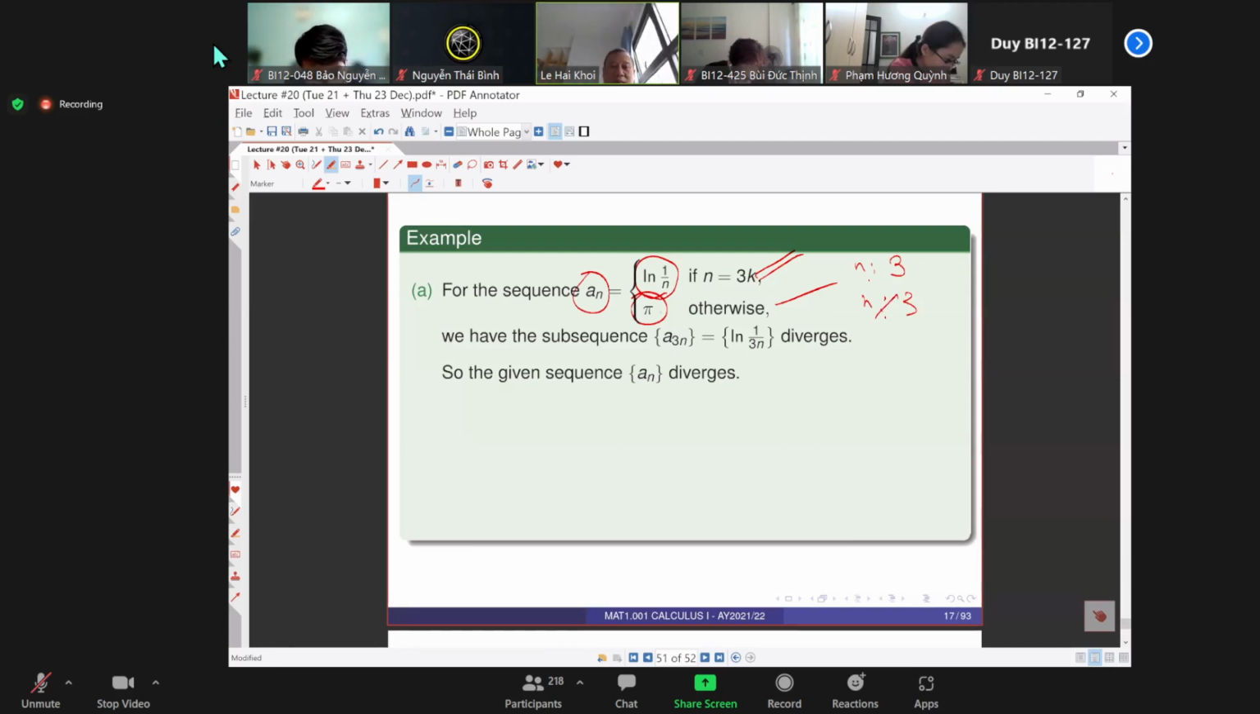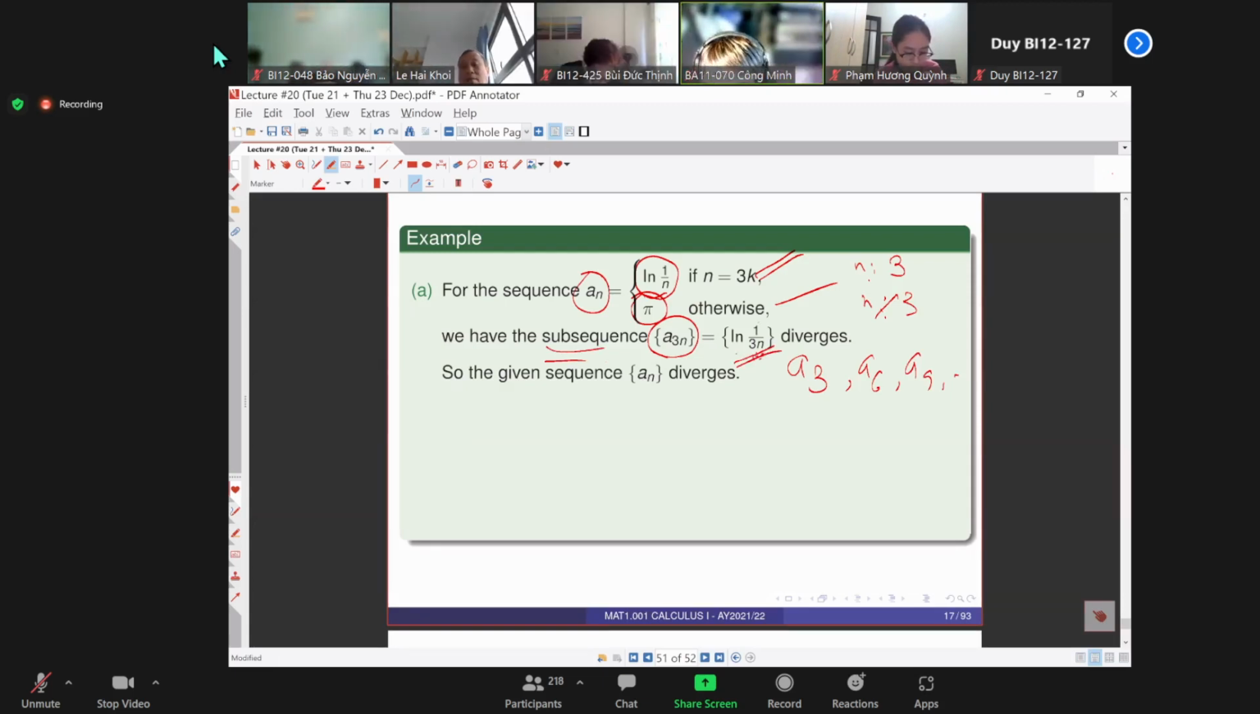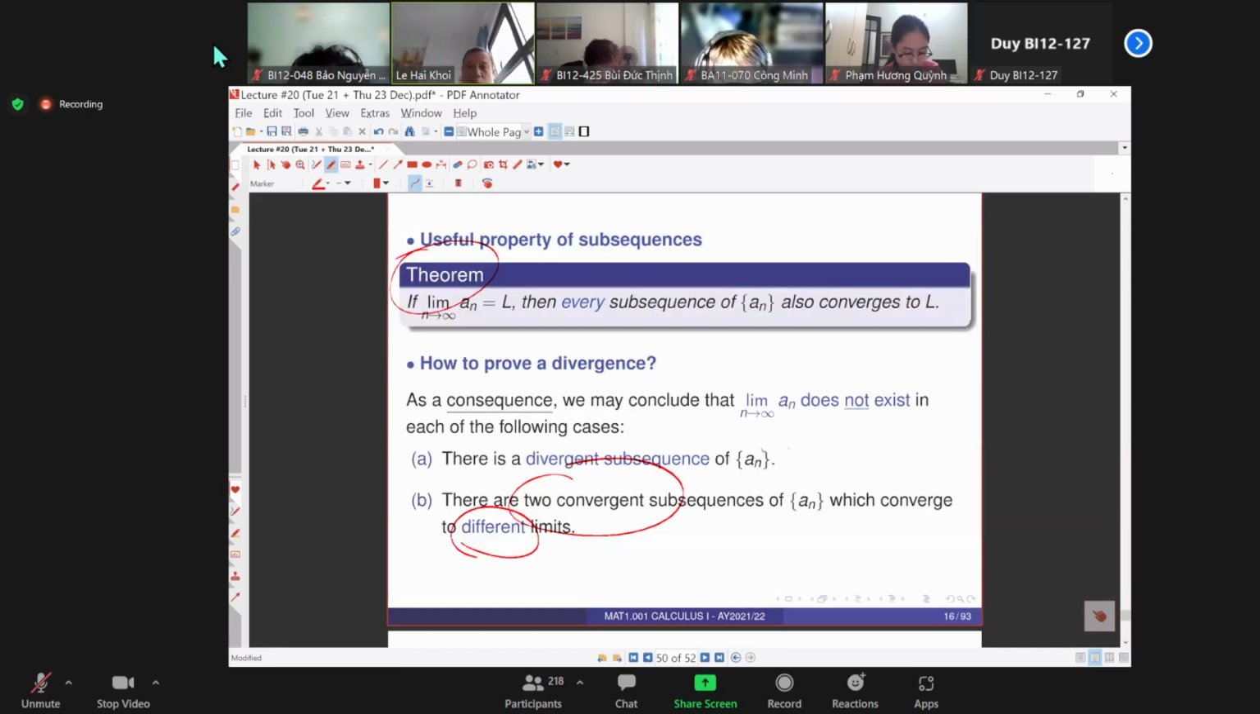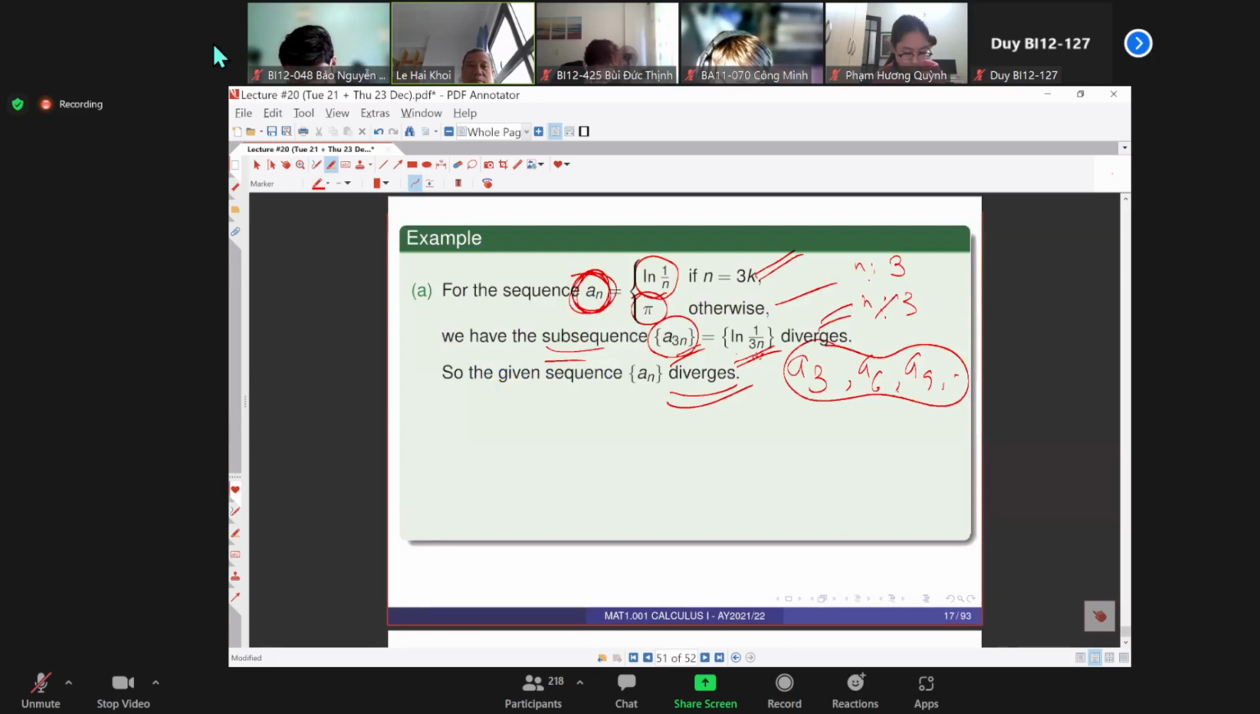So in this case, this subsequence A_3n, 3, 6, 9, etc. is a subsequence and that diverge. Cái này là diverge bởi vì sao? Khi n tiến ra vô cùng thì 1/3n tiến tới 0 và log của 0 là không xác định. Vậy là có một đứa con với chỉ số chia hết cho 3, nó diverge, cho nên là dãy bố mẹ AN diverge. Đấy là cái này. Thế còn cái sau, xét cái dãy này.